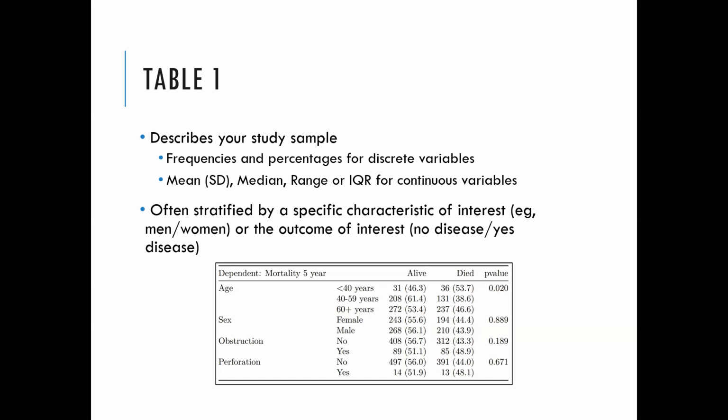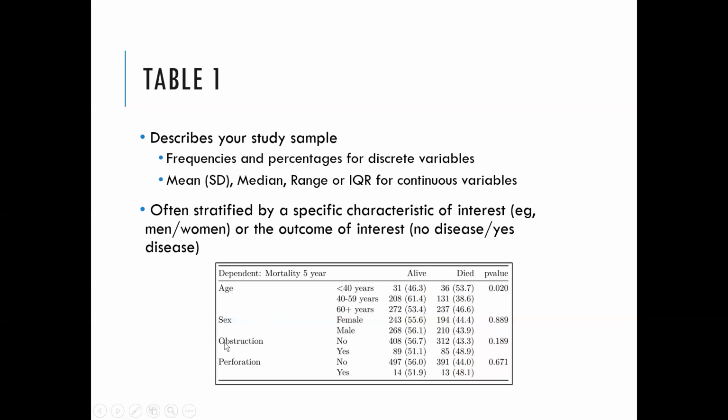Table 1 is often stratified by a specific characteristic of interest. For example, we might want to compare men and women, or we might stratify by the outcome of interest. So if we're interested in studying a particular disease, we might present our data and include descriptive characteristics, and then stratify those by no disease versus yes disease.